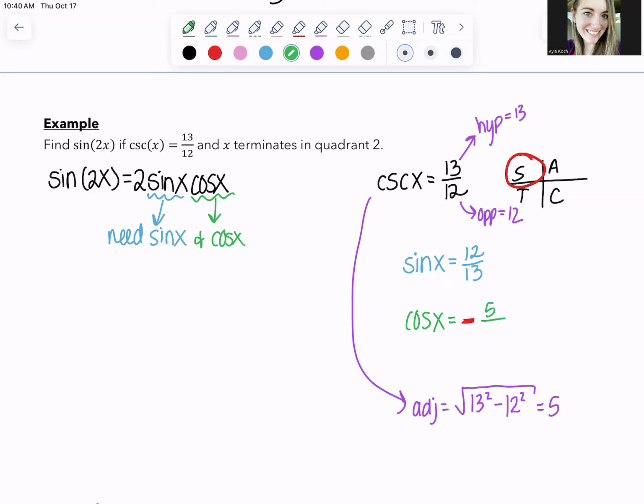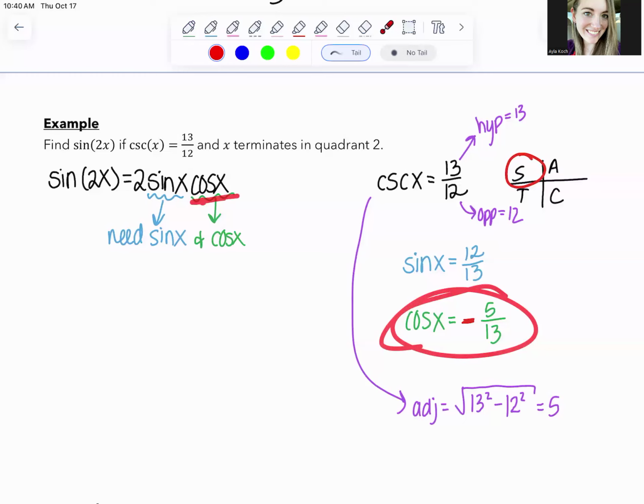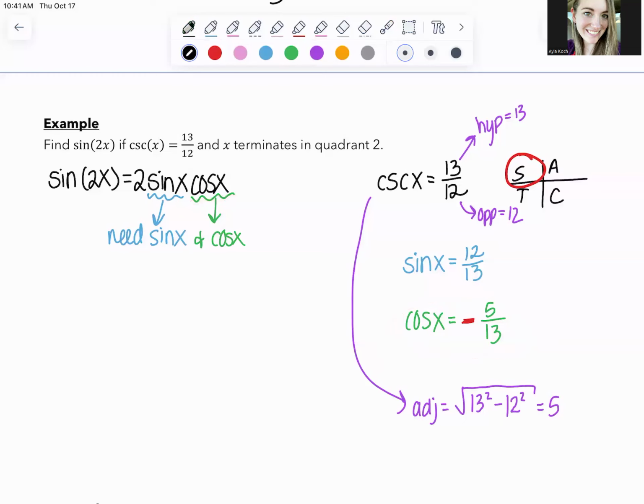over hypotenuse 13. So we have our sine value that we need to plug in right here. We have our cosine value that we need to plug in here. So sine of 2x is equal to 2 times sine x, which is 12/13, and cosine x is negative 5.